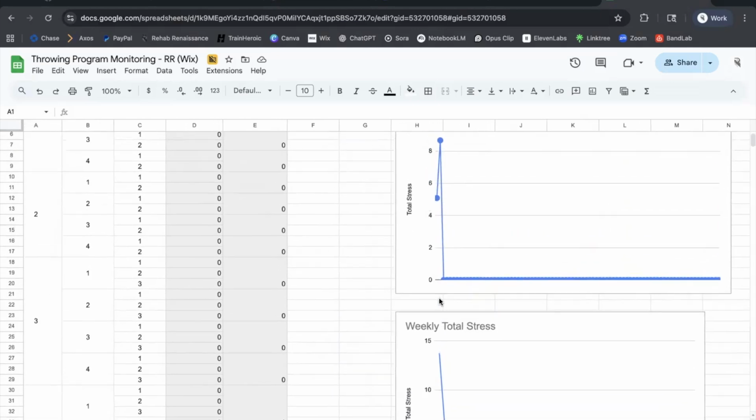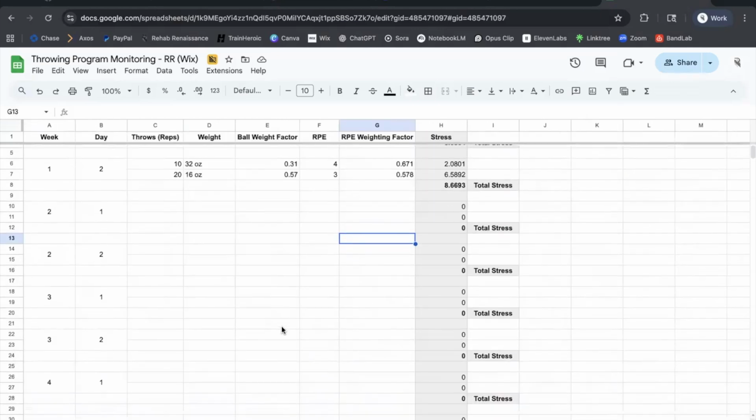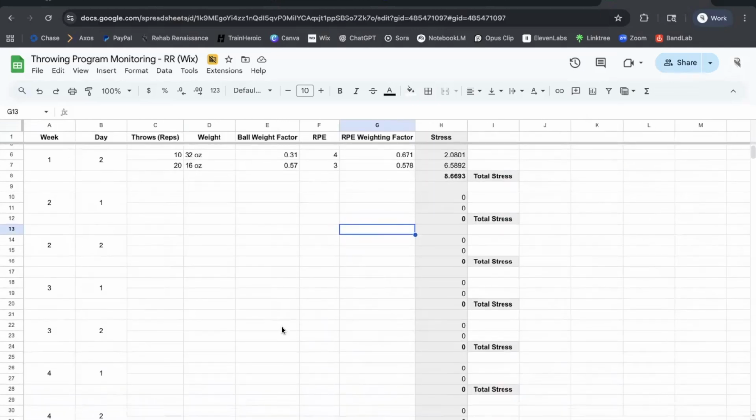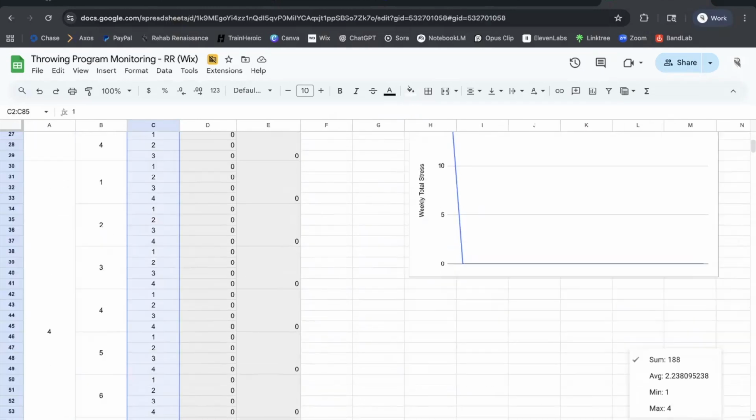So essentially with each day, you can continue to fill out the number of throws, the weight of the ball, the associated weighting factors for that, and RPE, and continue to build out that throwing stress. And then in total, there's going to be a total of 84 throwing days included in here.